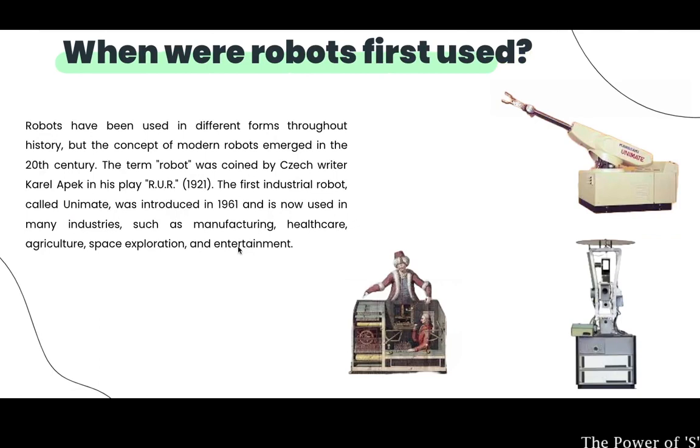Robots have been used in different forms throughout history, but the concept of modern robots emerged in the 20th century. The term robot was coined by Czech writer Karel Capek in the play R.U.R. in 1921. The first industrial robot, called Unimate, was introduced in 1961 and is now used in many industries, including manufacturing, healthcare, space exploration, and entertainment. Do you guys know what Humanoid is? If you don't, tell me down in the comments.